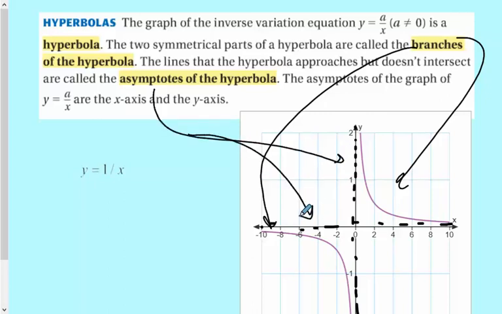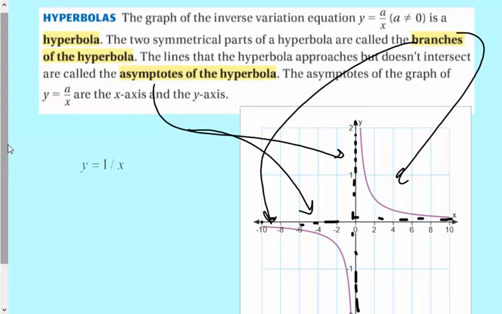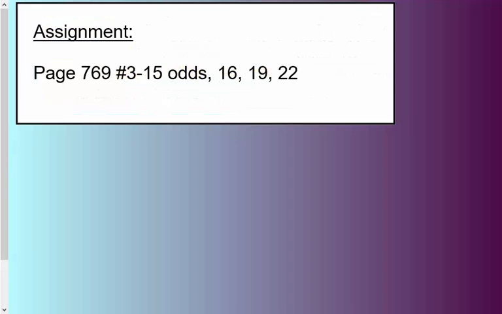The asymptotes are the invisible lines that the graph gets close to. Now, it's not always going to be the x and the y-axis. It will occasionally be the x and the y-axis, but we can manipulate these graphs just like we've manipulated other functions.